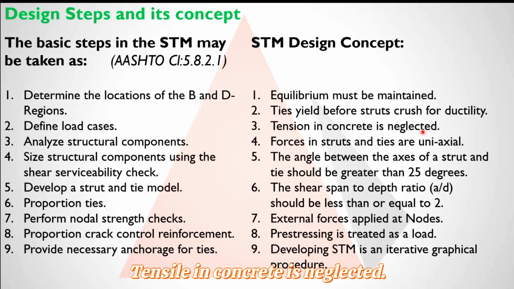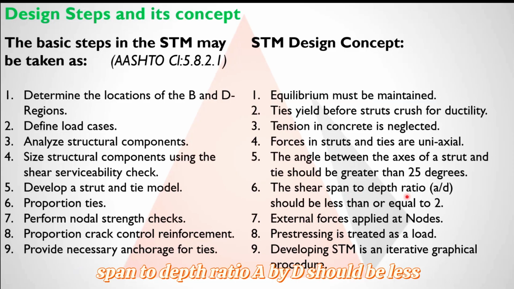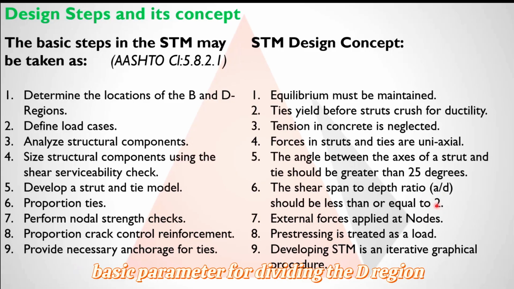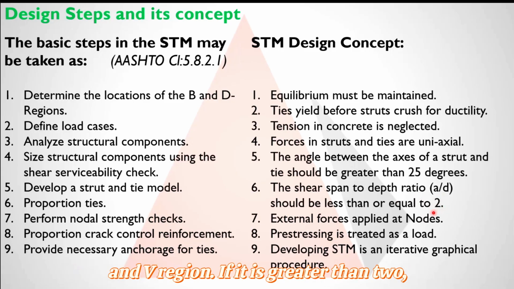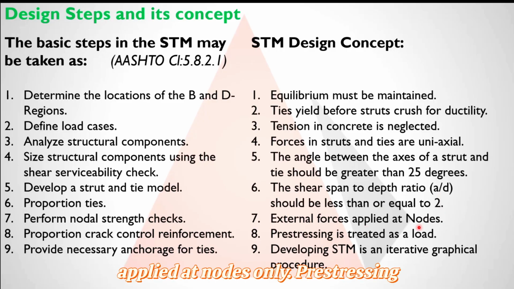Tension in concrete is neglected. Forces in struts and ties are uniaxial. The angle between the axis of a strut and tie should be greater than 25 degrees. This is also a most important point. The shear span to depth ratio a/d should be less than or equal to 2. This is the basic parameter for dividing the D region and B region. If it is greater than 2, then we say that it is a B region, Bernoulli region. But if it is less than 2, we say that it can be a D region. External forces are applied at nodes only. Pre-stressing is treated as a load.